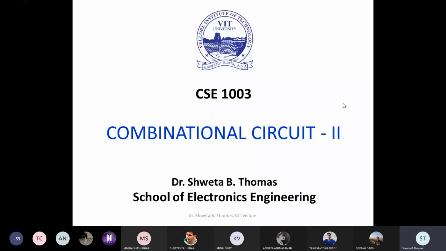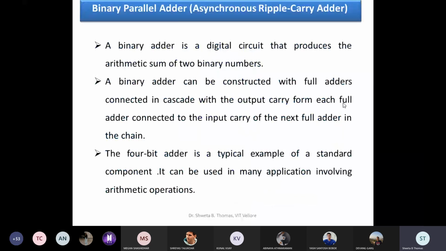Now we'll start with combinational circuit 2. So we will start with the binary parallel adder. Right now we have discussed the half adder and the full adder. Now we will slowly switch into the parallel adder, which is also known as an asynchronous ripple carry adder.